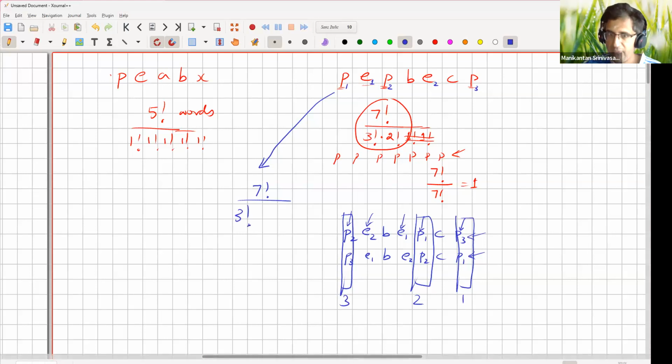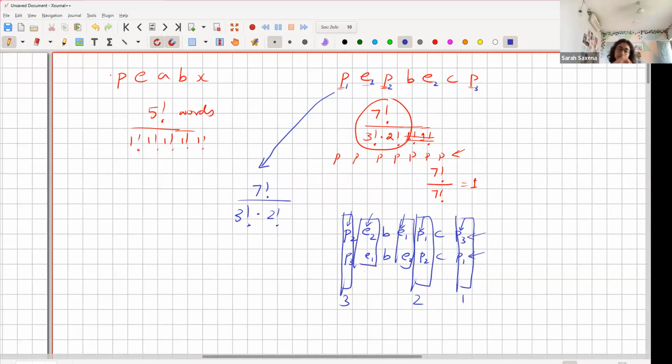And similarly, for every one of those, we are double counting the E's. Let's say this is the E spot and this is the E spot, right? So we are double counting by 2 factorial ways. So hence we get this 7 factorial by 3 factorial and 2 factorial. Sarah, is this clear? Why we get a reduced number like this? Yeah. Okay. I think those are the main things.